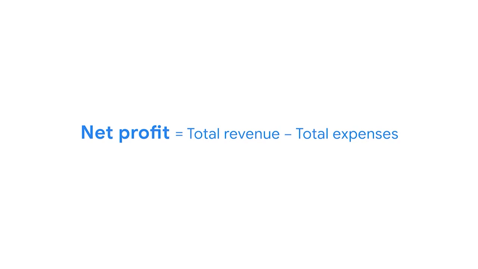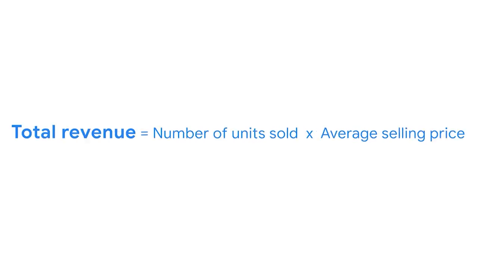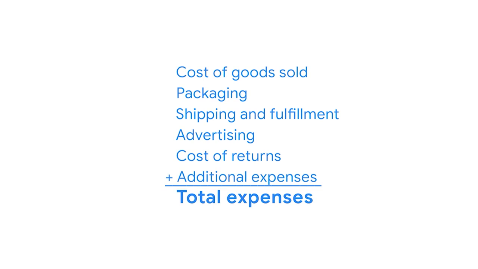The first step is to figure out the total revenue. You can do this by multiplying the number of products sold by the average selling price. The second step is to figure out the total expenses. These should include all of the costs associated with the product. For example, you'll need to include the cost of goods sold, packaging, shipping, fulfillment, advertising, return costs, and any additional expenses.